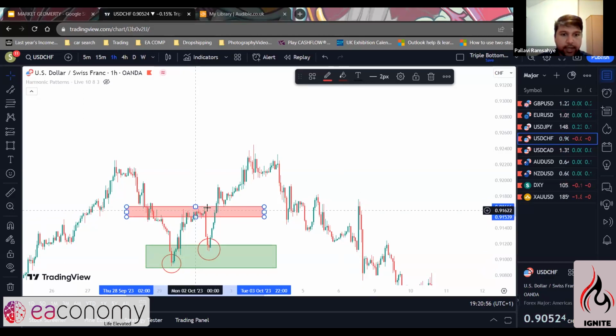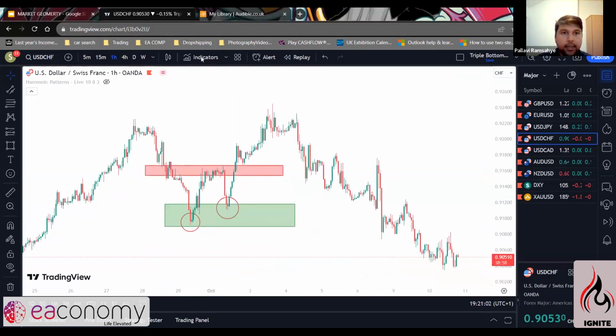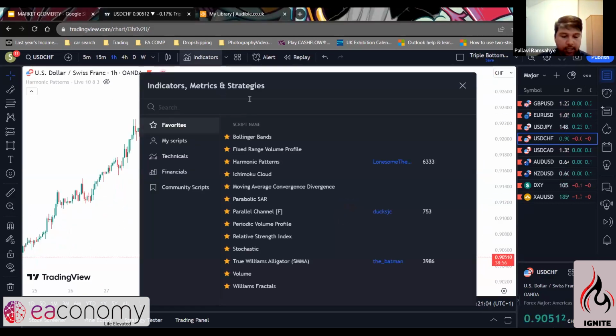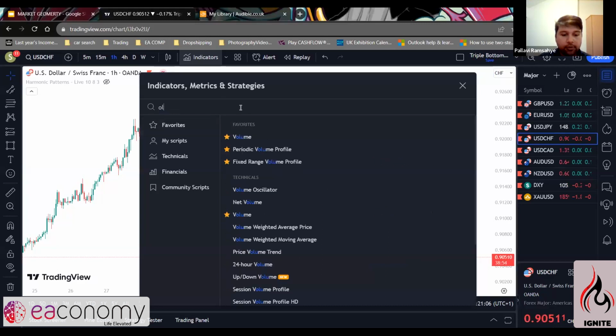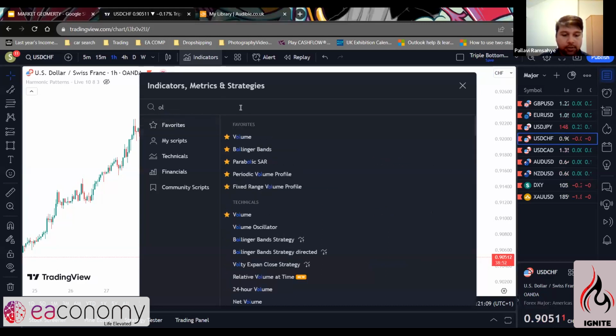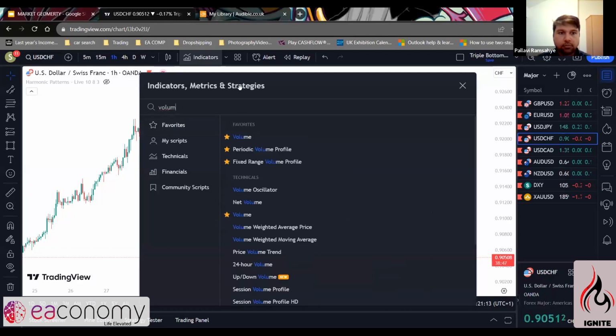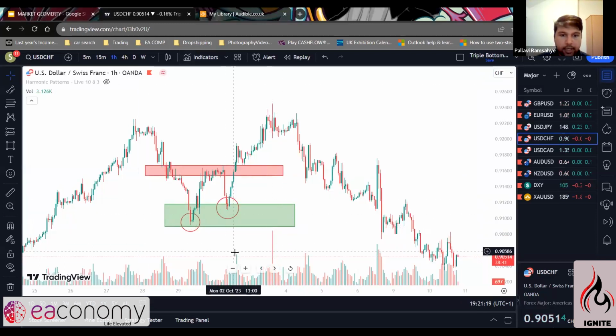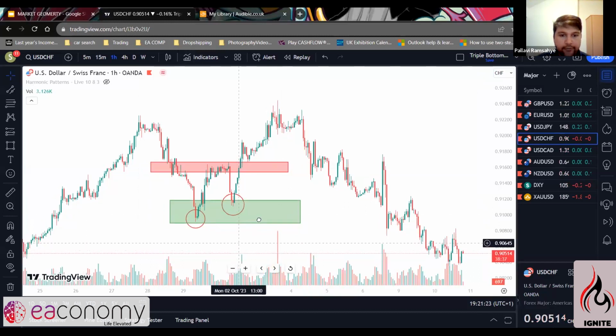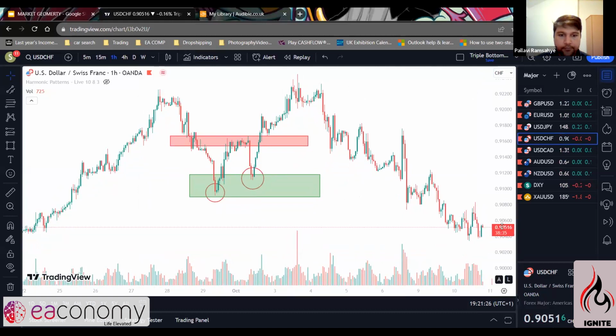So we've got the swing high right here. We've got our support zone. So we're looking for price to break out. And then with regards to the indicator, again, we can use the volume indicator. So let me just put that down. Volume. Let's have a look. Is there a spike? There is a little bit of a spike there with the volume.